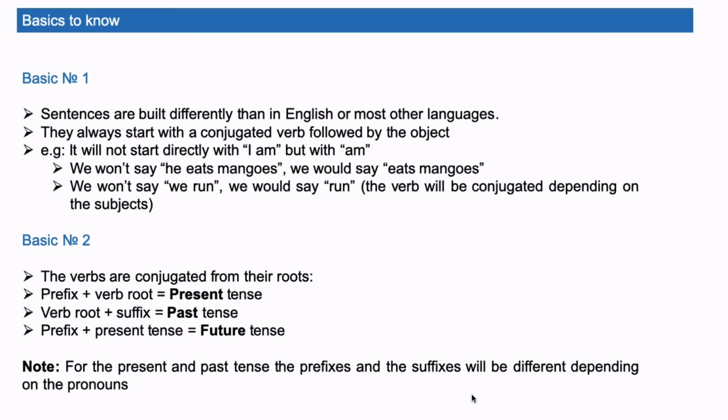Quickly brushing over, verbs are conjugated from their roots, being the unconjugated form of a verb, which we'll see later. In the present tense, you will add a prefix to the verb root. In the past tense, you will add a suffix. And for the future tense, you will add a prefix, which is always the same word, plus the present tense conjugation of the verb. Let's look at examples and verbs you can use in everyday conversations.